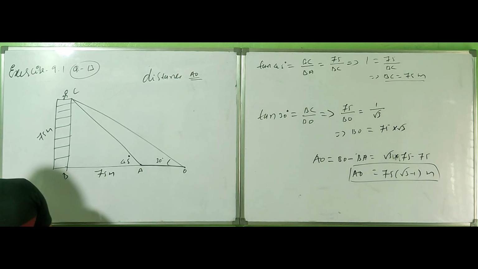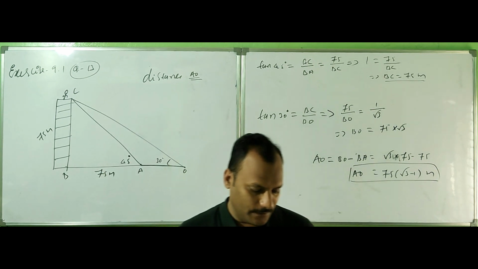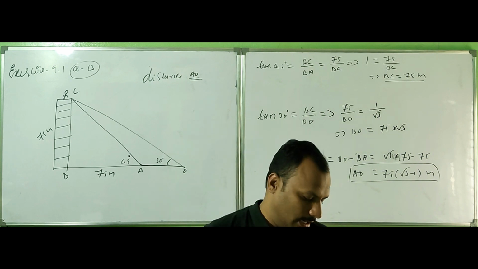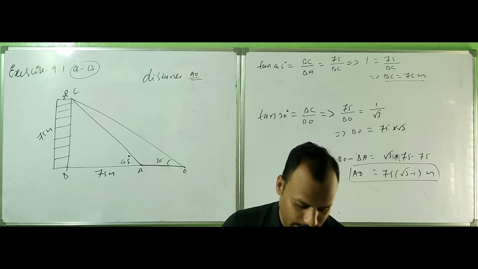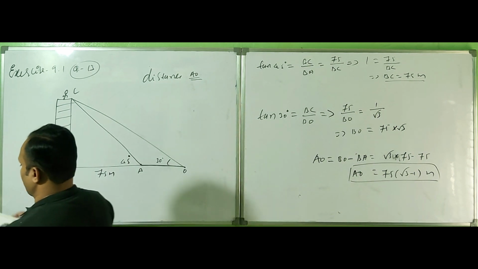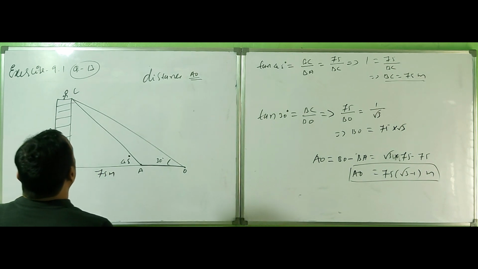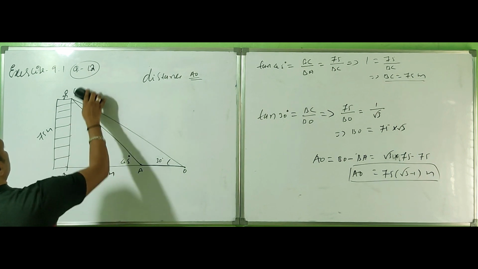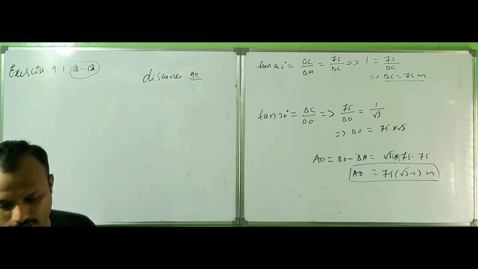Next question is: from the top of the building, the angle of elevation of the top of the cable tower is 60 degrees, and the angle of depression of its foot is 45 degrees. Determine the height of the tower. Again, they have given a building, distance is 12, right? Building, right?